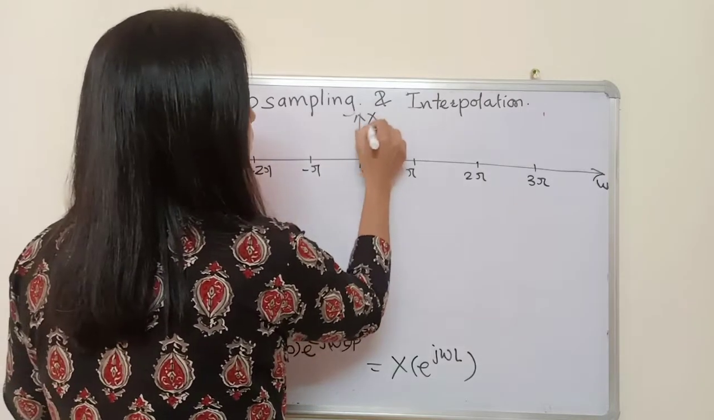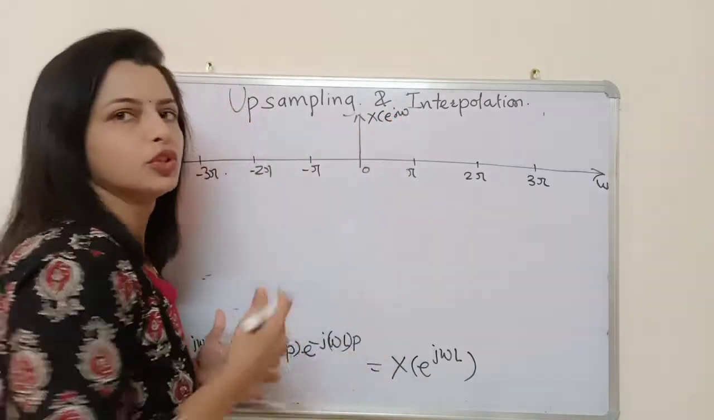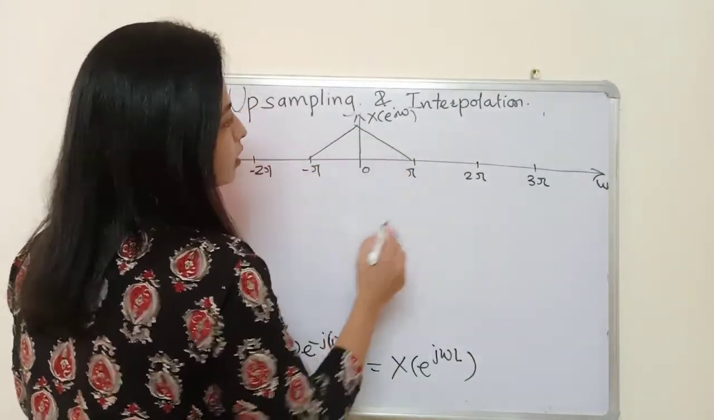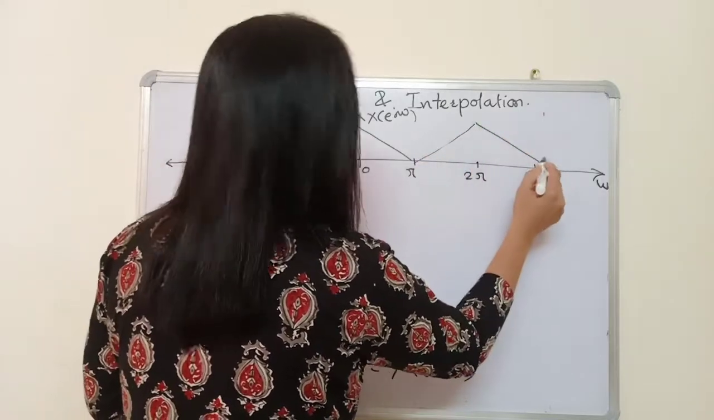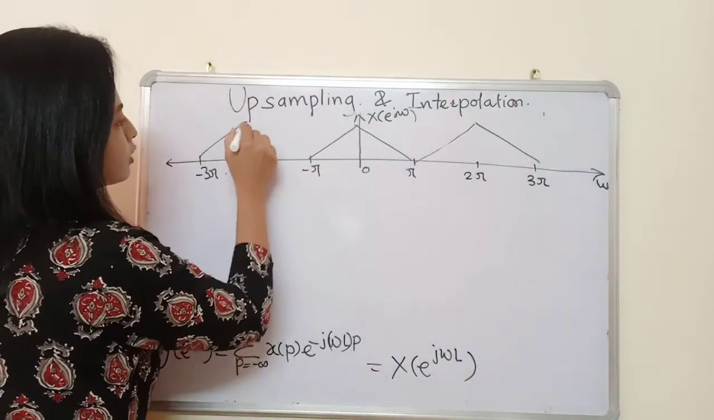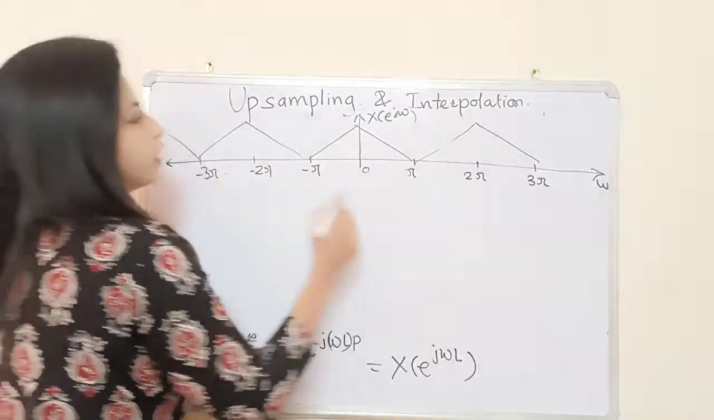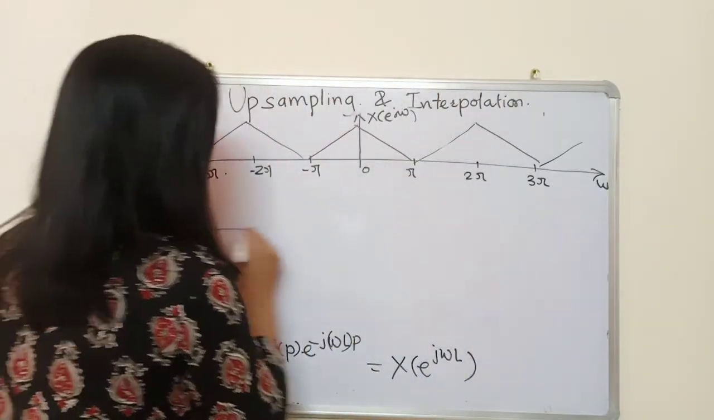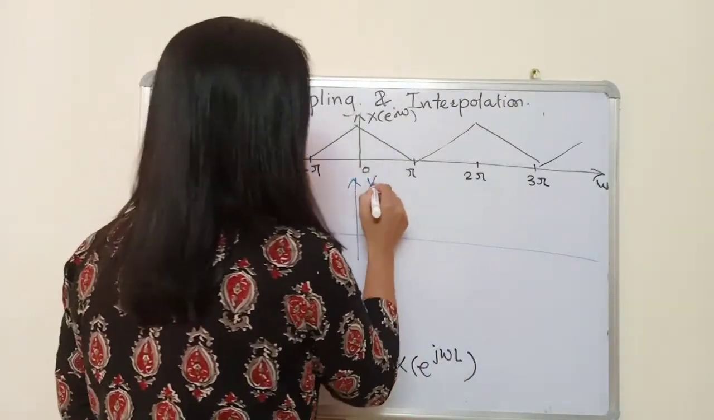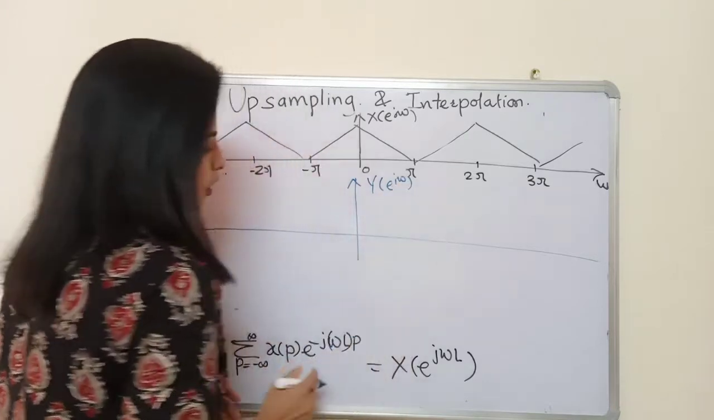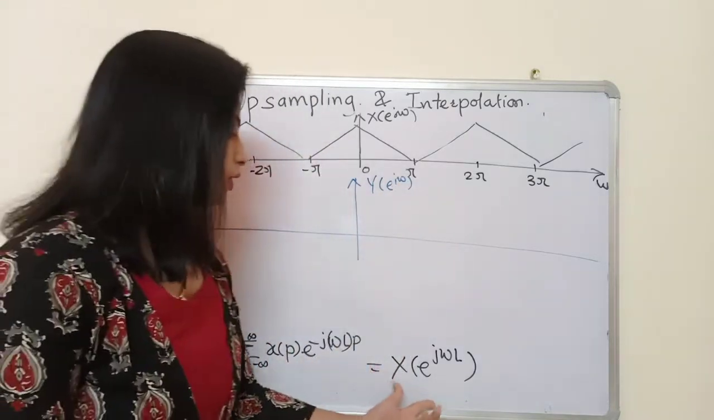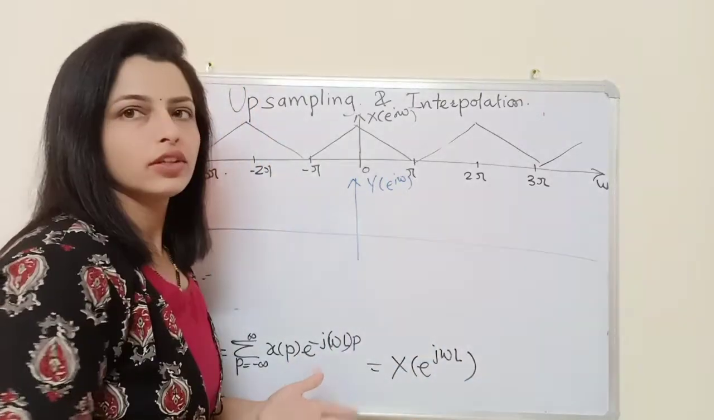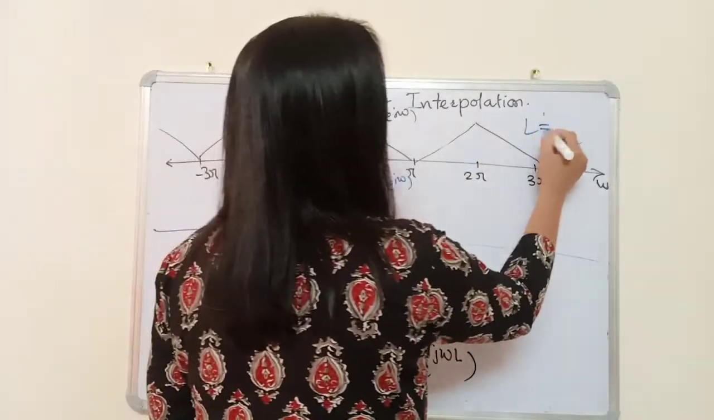Okay, so this is X of e raised to j omega, the input spectrum. Let us assume it has a shape like this. As it is a discrete time signal spectrum, it will have its images like this. Now here we'll draw the spectrum of Y of e raised to j omega, which is X of e raised to j omega L. So it is a compressed version, compressed by a factor of L. So let us take L equal to 3.